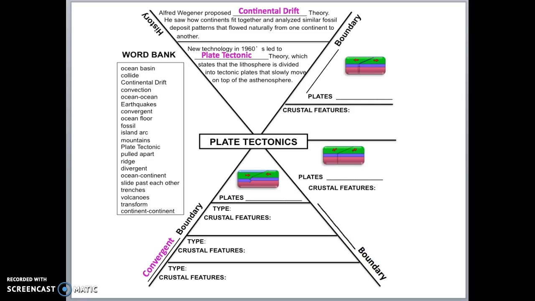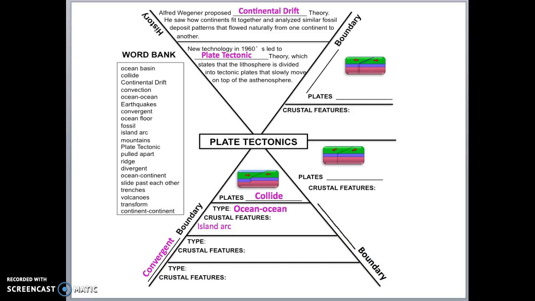You might remember from the song, Convergent Collide. So these are the plates that are moving towards each other. You'll notice right here we have the arrows pointing towards each other. And so we have three different types of convergent boundaries. The first is ocean to ocean, and there's some different crustal features that are created from these types of boundaries.